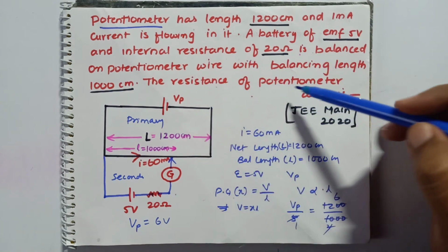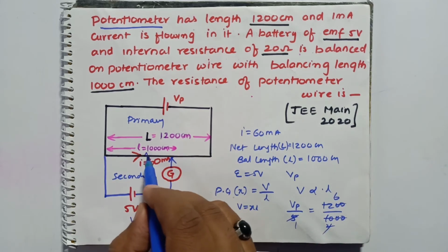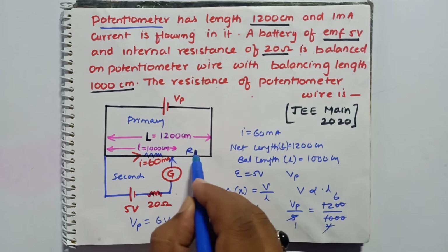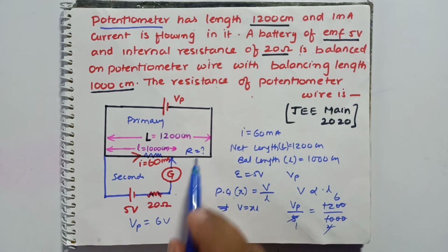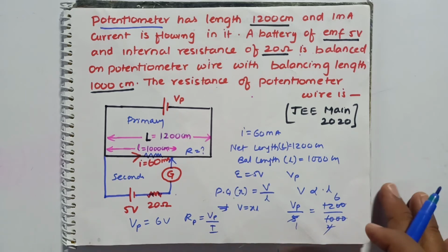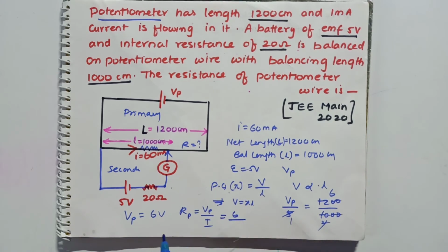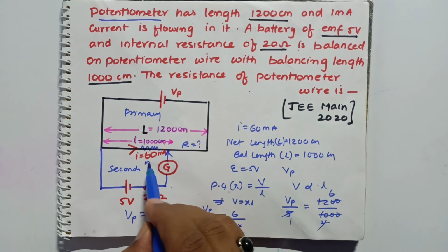The balancing length is given, the EMF is also given, and the internal resistance is also given, and he is asking us to find the resistance of the potentiometer wire. The resistance of the potentiometer is equal to the voltage across the potentiometer divided by the current through it. Try to observe: the potential across the potentiometer, just now we got, is 6 volts, and the current is given as 60 milliamperes.